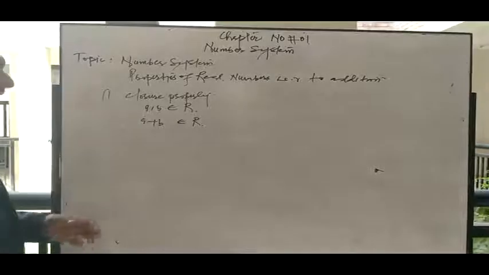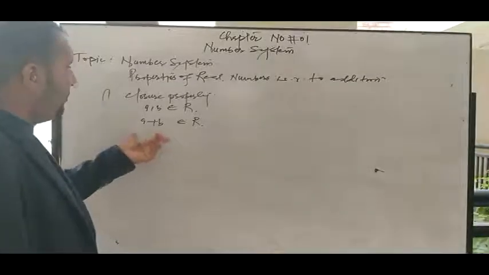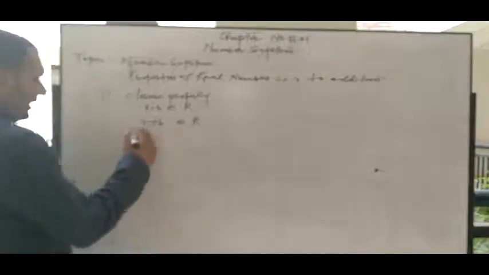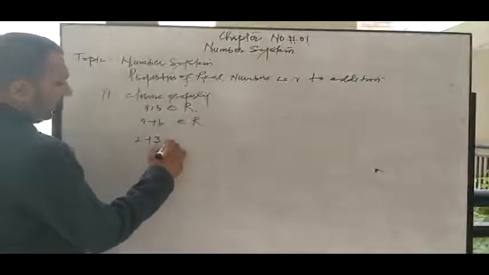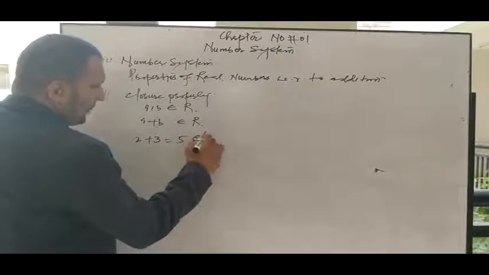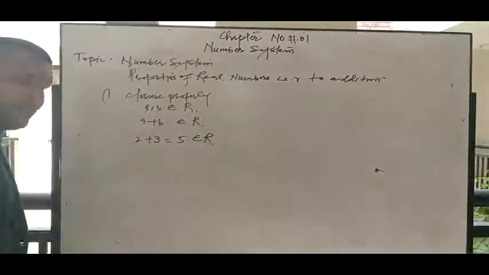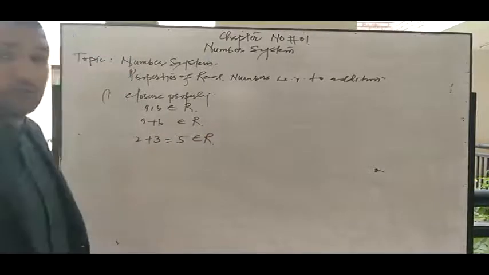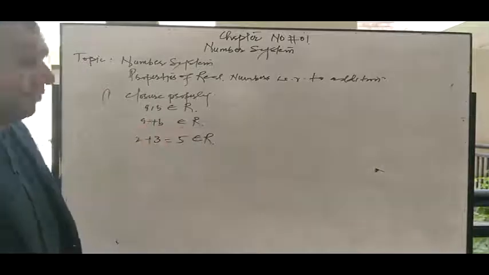If we take any values from fractions or rationals and add them, the result still belongs to the real number, such as 2 plus 3 is equal to 5. 5 belongs to the real number. 5 is a positive integer, the positive integer belongs to the rational, and the rational belongs to the real number.